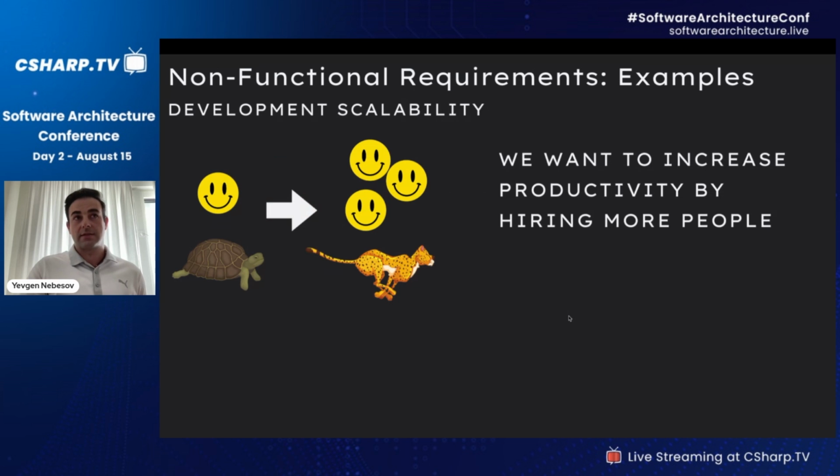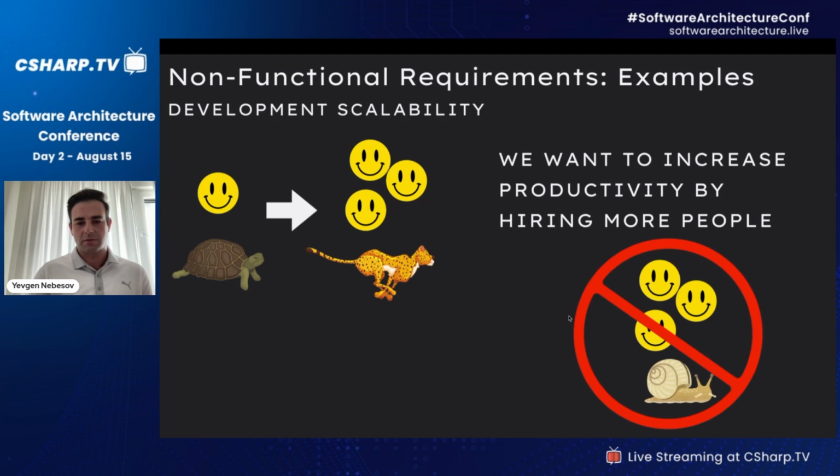Another example is development scalability, where one might say, okay, we want our organization to be able to increase productivity by hiring more people. But as experience shows, often what happens is that more people get hired and the organization becomes even less performant because the technical architecture is not prepared for it. And having requirements like this will help social and technical architects anticipate those changes and prepare the architecture, both social and technical, for requirements like this.